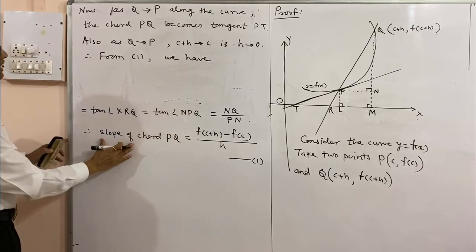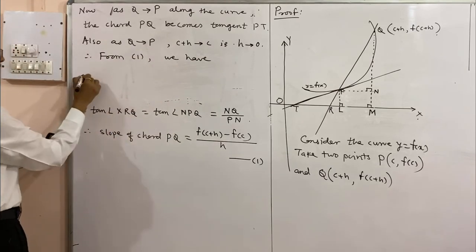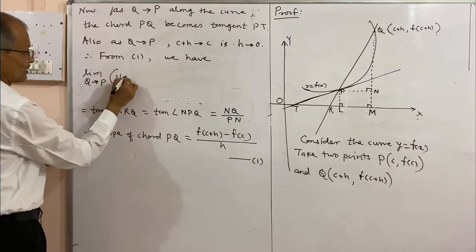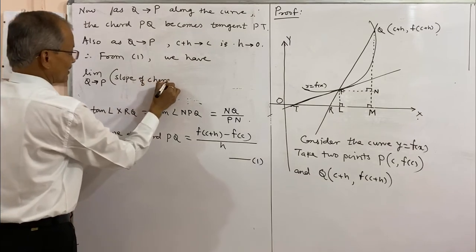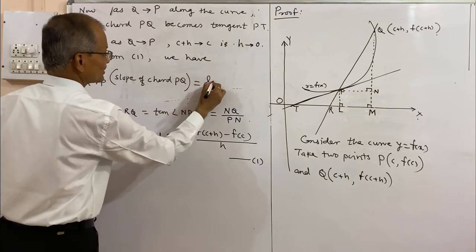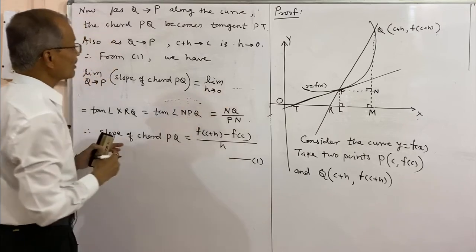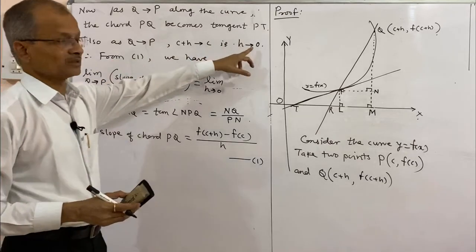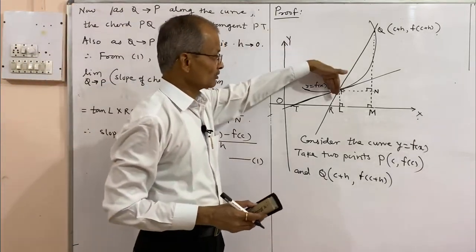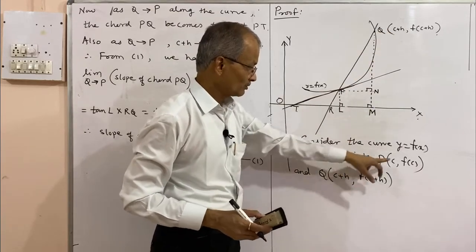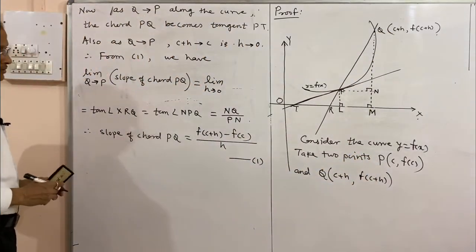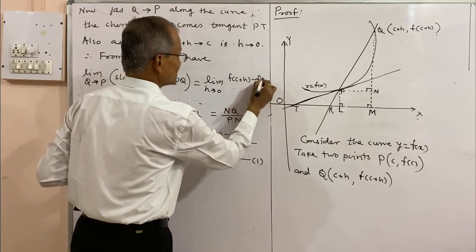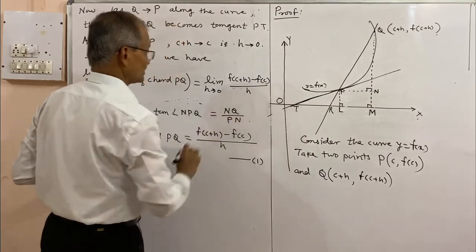From 1 we have, I shall take the limit here as Q tends to P for the chord: limit Q tends to P, slope of chord PQ. And on the right side, I shall take limit h tends to 0, because the same thing happens at the time Q tends to P, then h tends to 0. As Q becomes closer to P, c plus h becomes closer to c, meaning h becomes closer to 0. And the limit of f of c plus h minus f of c divided by h. So this we have obtained.